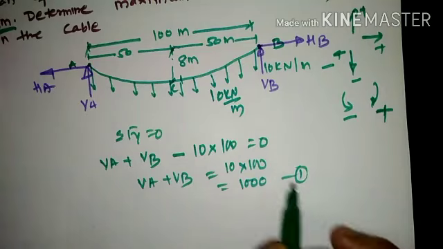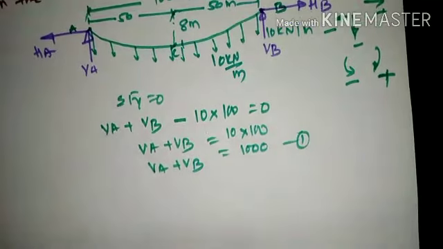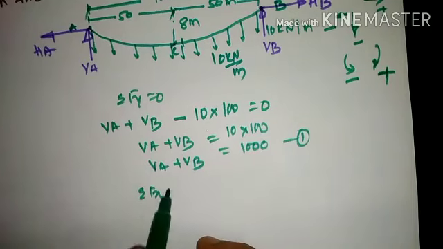So this is equation number 1. VA plus VB comes out to 1000. After that, you can take summation Fx equal to 0.